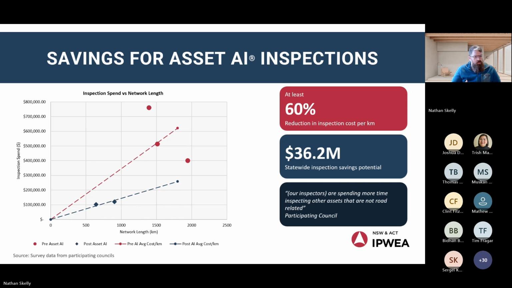So without Asset AI from the participating councils, the inspection cost was approximately $345 per kilometre of network annually. And then those councils with Asset AI are now spending about $144 per kilometre annually. So it's a 50-60% reduction in cost.